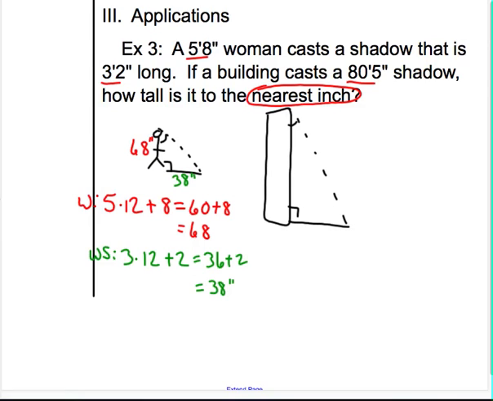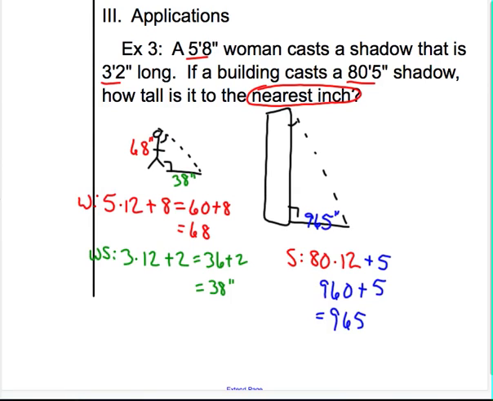Next, we know the length of the building's shadow. So we've got 80 times 12, because the building's shadow is 80 feet long. I'm going to switch to blue now, plus that additional 5 inches. 80 times 12 gives us 960 inches for a total length of the shadow 965.